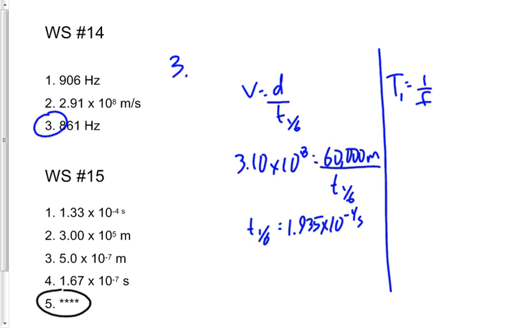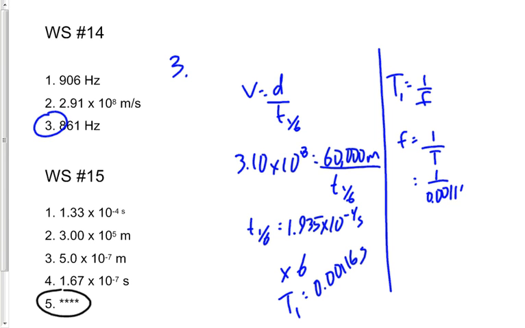That's not what we want. We want the time for 1 revolution. So let's multiply it by 6. And what do we get then? 0.00116 seconds. F is equal to 1 over big T now, so it's 1 over 0.00116 seconds. Solve for frequency there, it works out to be 861 hertz.